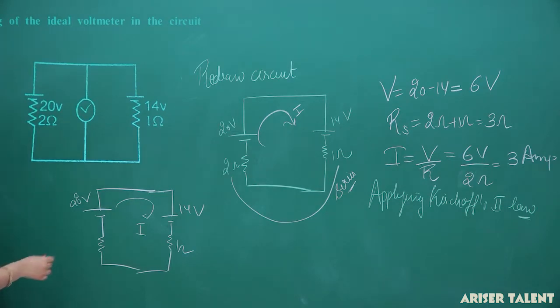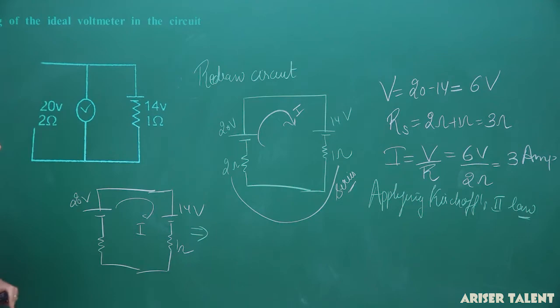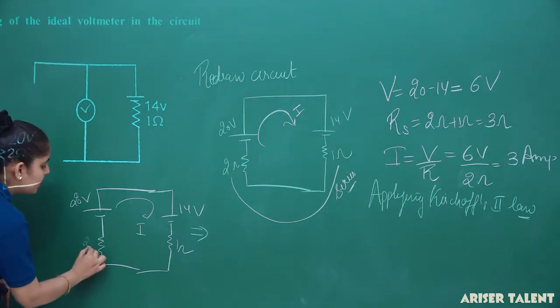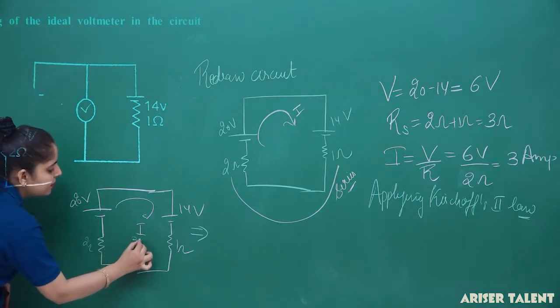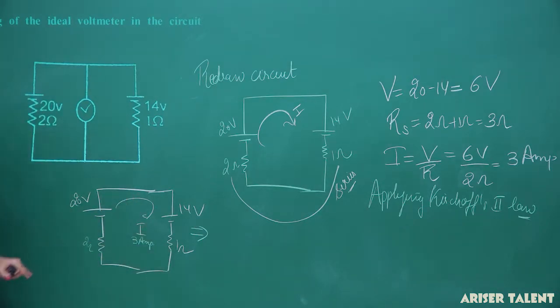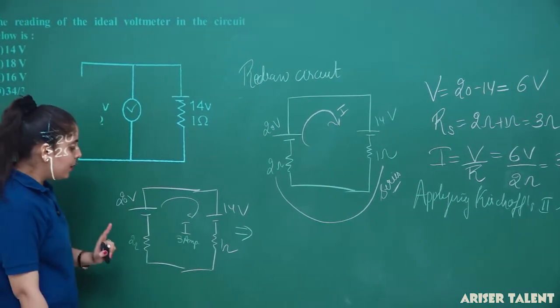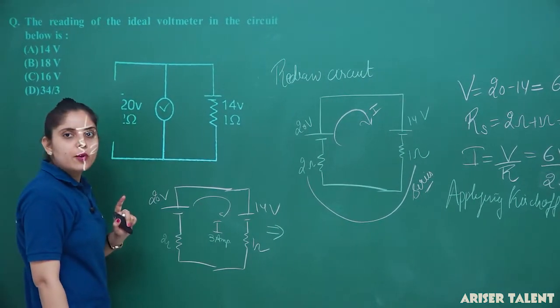Now, if we are going again in this direction, you can see that this is a 2 ohm resistance and the current flowing here is 3 ampere. Now, this is again our 20 volt battery. This is our 14 volt battery. 3 ampere current is flowing in the circuit.